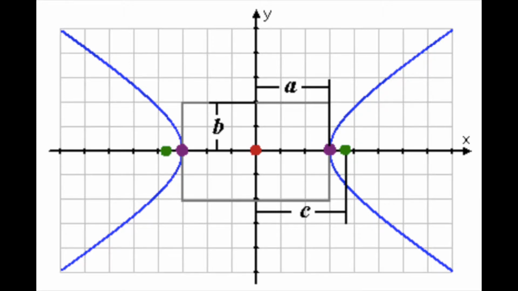The values of a and c will vary from one hyperbola to another, but they will be fixed values for any given hyperbola. For hyperbolas where a is less than c, the relationship is c squared minus a squared equals b squared, or, which means the same thing, c squared equals b squared plus a squared.